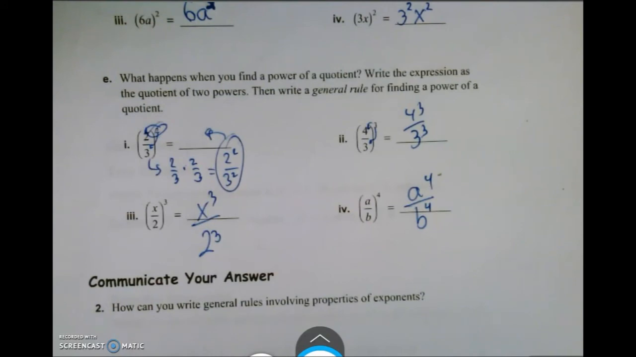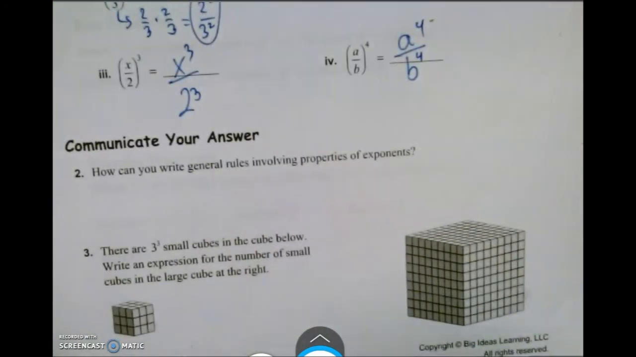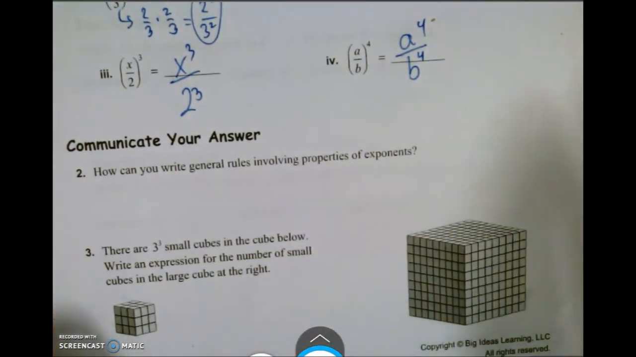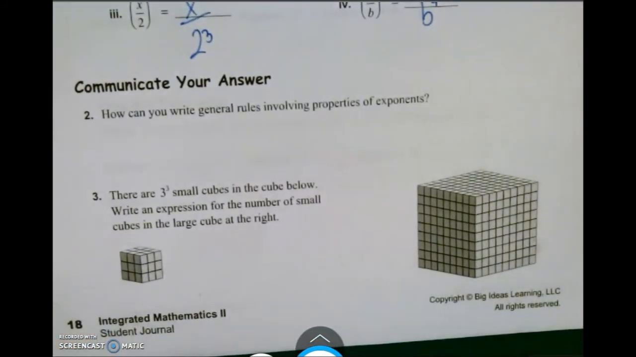All righty. Now, how can you write general rules involving properties of exponents? Well, there's a number of ways, and there's not enough room here. We're going to leave that for your teacher and your notes and how they're going to do your notebook. It's, of course, also in the textbook. It's under the four key concepts. There's little sections in chapter 1.4 that has each of the rules. Okay. But in general, we'd write them like this.